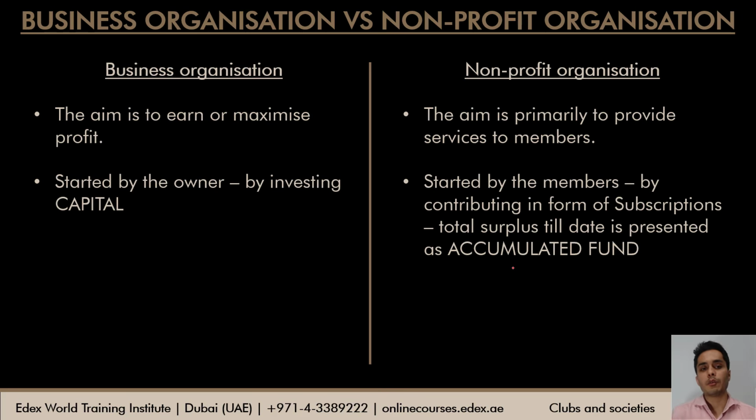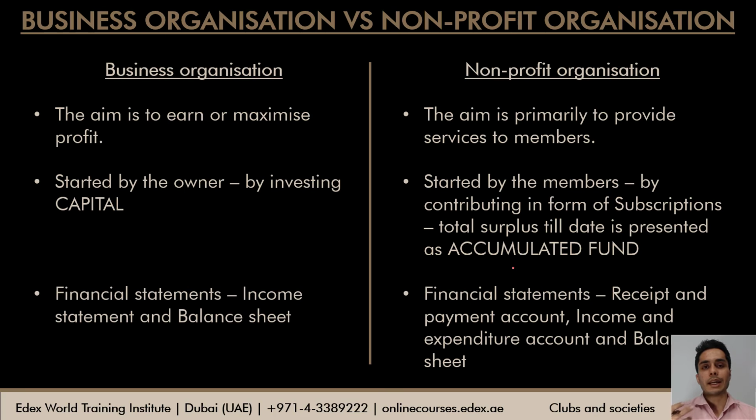Now, a business organization is obviously started by one or more owners, each one of them contributing capital towards the business so that they can start functioning the business. But a non-profit organization is run by members. They contribute towards the organization in form of subscription, and that subscription contributes towards the surplus of the club or the society, which in turn leads to more accumulated fund. So their capital is replaced by accumulated fund in a non-profit organization. What is surplus? What is accumulated fund? What is subscription? We will understand in the later part of the video.